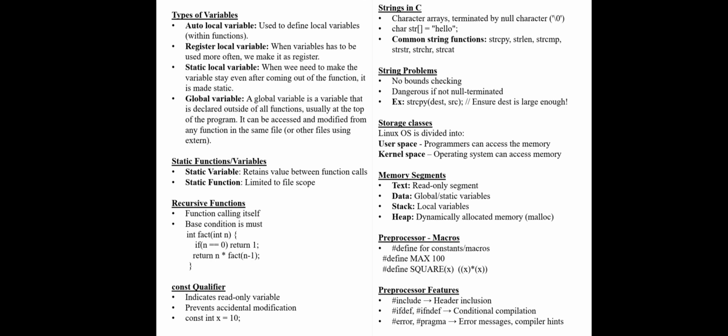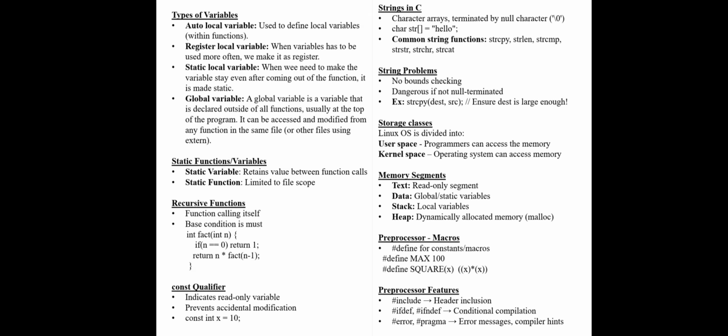Auto local variable. An auto local variable is the default storage class for all local variables declared inside a function. It is created when the function starts and destroyed when the function ends. Register local variable. A register variable is stored in the CPU register instead of RAM for fast access. It's used when a variable is accessed frequently, such as inside a loop.